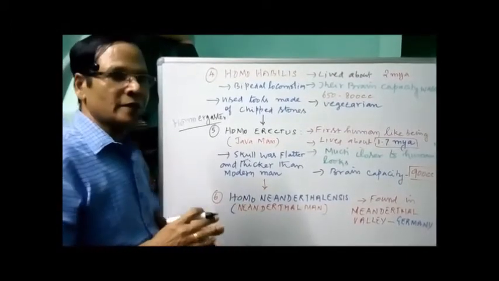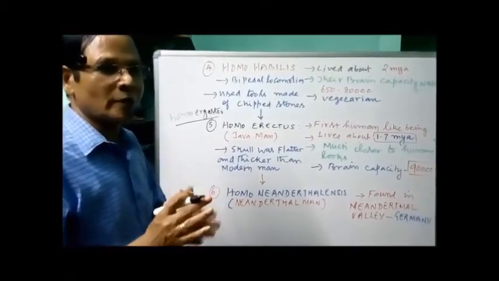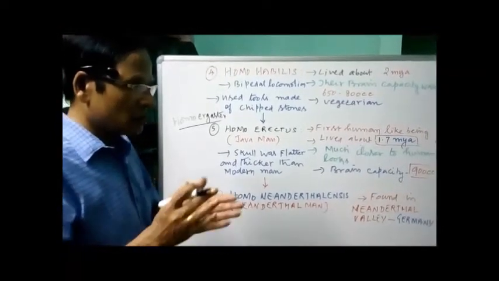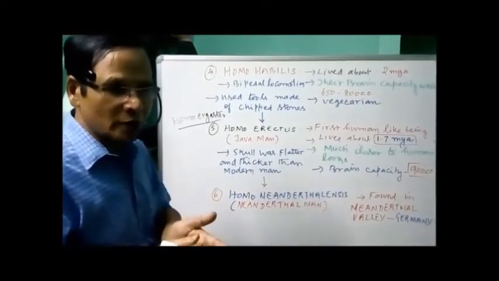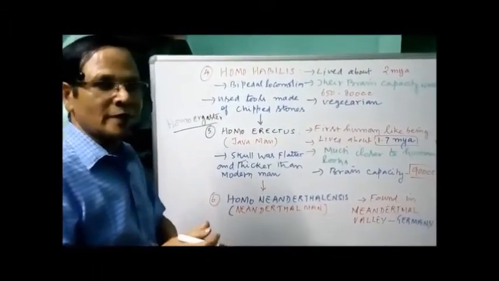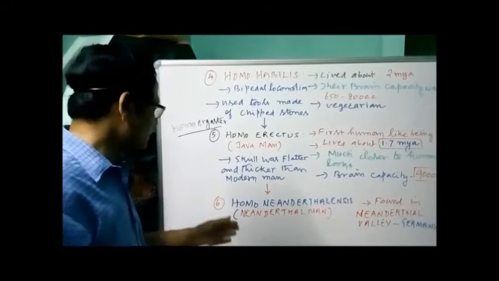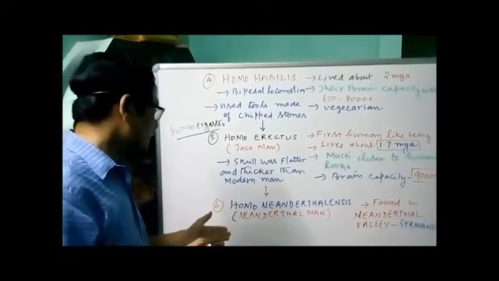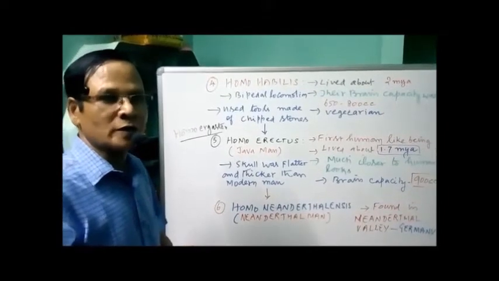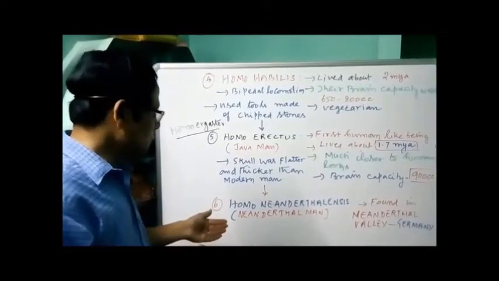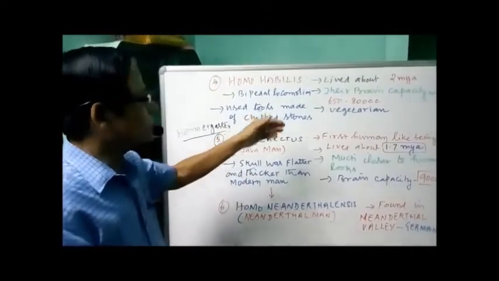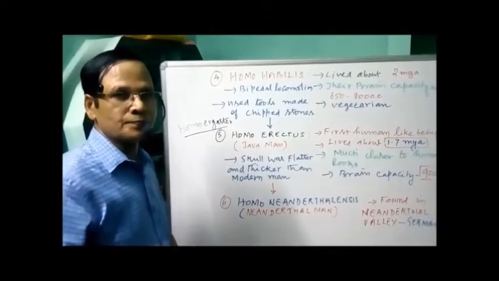One question also: the brain capacity is similar to modern man. He had a brain capacity nearly 1400 cc, though in modern humans it ranges from 1300 to 1600. The fossil man with a brain capacity similar to modern man is the Neanderthal man. Here the brain capacity is 1400. Now let us go to the characteristics of that person. I want to write on the board for your reference.